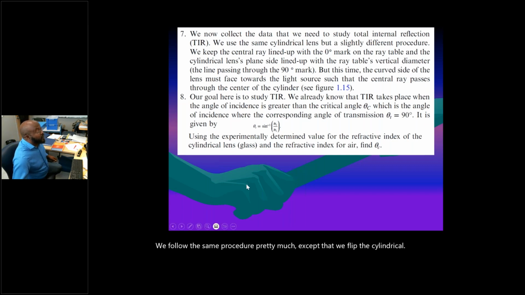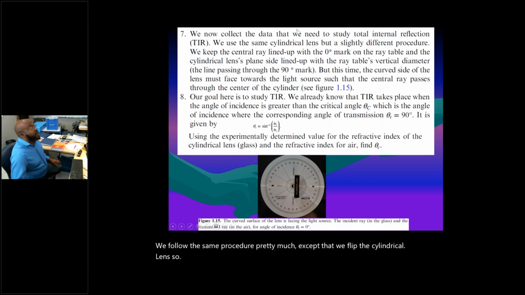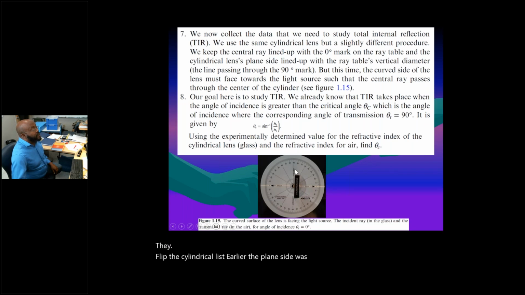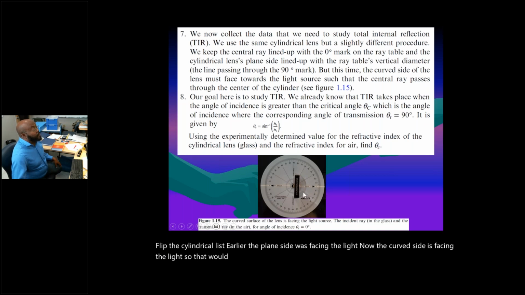lens. So they flip the cylindrical lens. Earlier the plane side was facing the light. Now the curved side is facing the light. So that would allow them to analyze the light coming from glass to air, so from high refractive index to low refractive index.